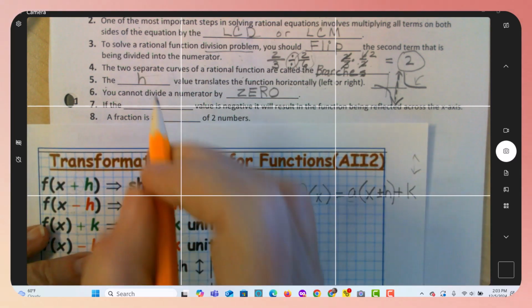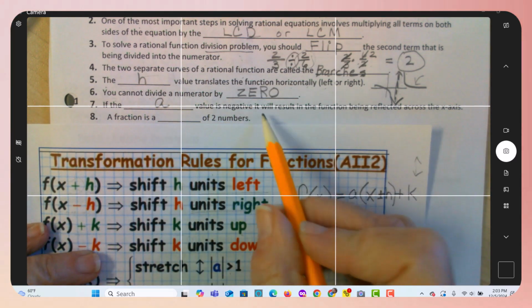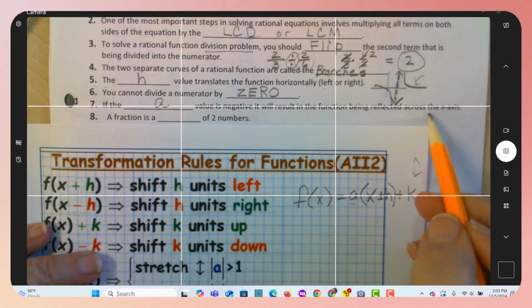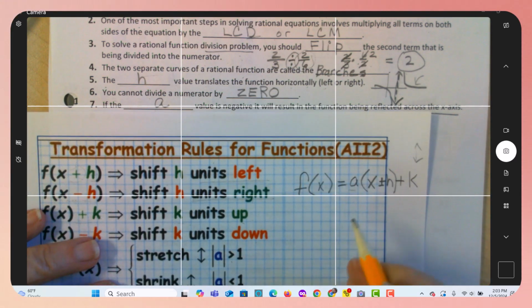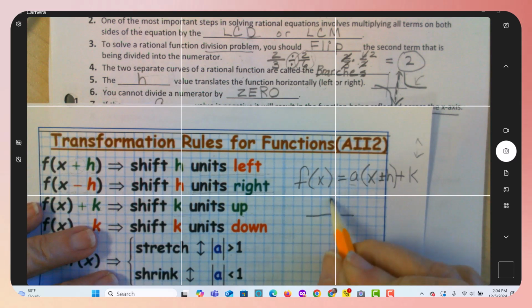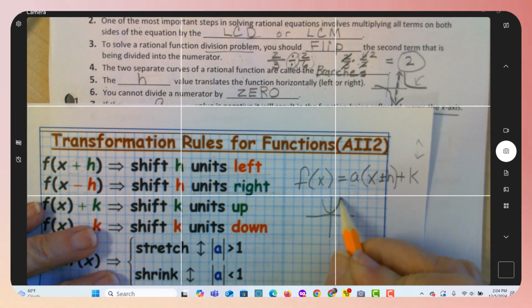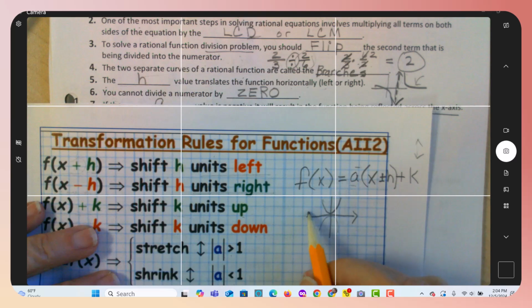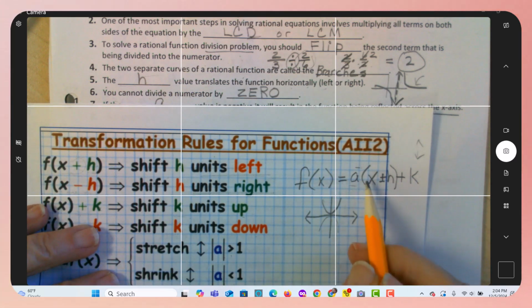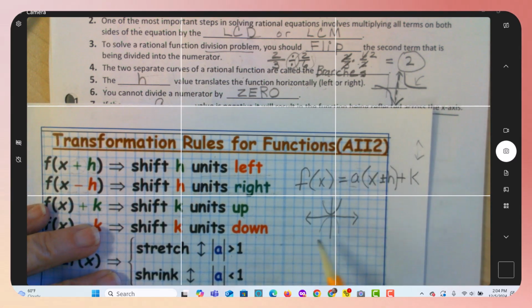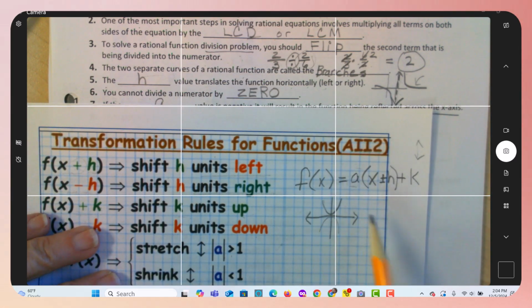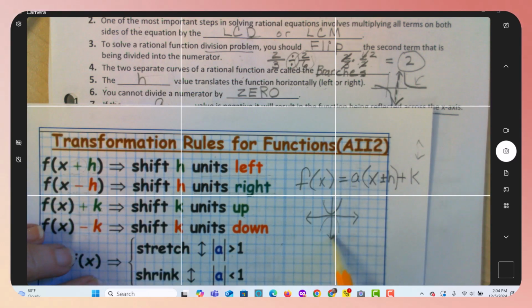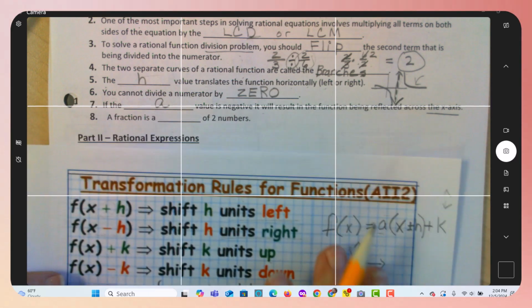So if the a value is negative, it will result in the function being reflected across the x-axis. In other words, if you had a parabola like this, and you have a negative in front of the quadratic function, it would flip across the x-axis. Okay? Now, if you put that negative inside with the x, it's going to flip it across the y-axis. It's going to fold it across the y-axis. Okay?